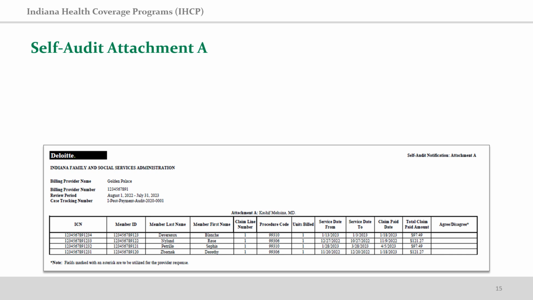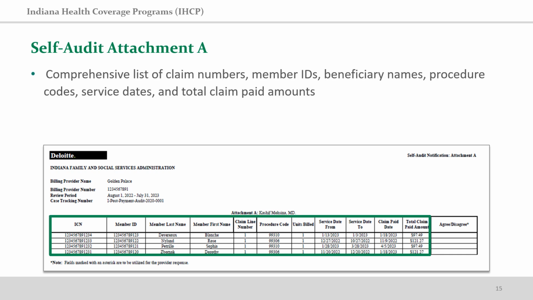Along with the SAN letter, you will receive an Attachment A form. This form resembles the post-payment Attachment A form, as it includes a comprehensive list of claim numbers, member IDs, beneficiary names, procedure codes, service dates, and total claim paid amounts. The key difference is that it also has an additional column labeled Agree, Disagree. The provider is required to fill out this column by indicating if they agree or disagree with the claim line.